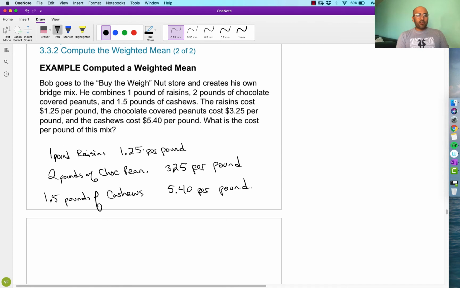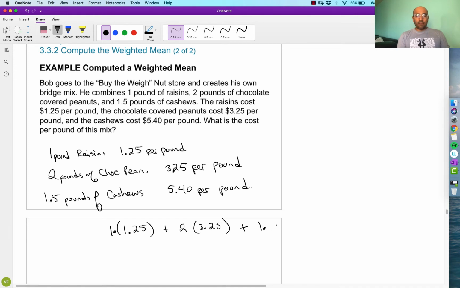We're going to multiply each of these results. So 1 pound times $1.25 per pound. Make sure all the units match: this is pounds, this is per pound, pounds per pound. If we multiply 1 times 1.25, we get how much is spent on the raisins. Obviously, $1.25, it was only 1 pound. Now if we multiply the 2 times the $3.25, this product tells me how much I've spent on my 2 pounds of chocolate-covered peanuts, which would be $6.50, because there's 2 pounds, and each pound is $3.25.